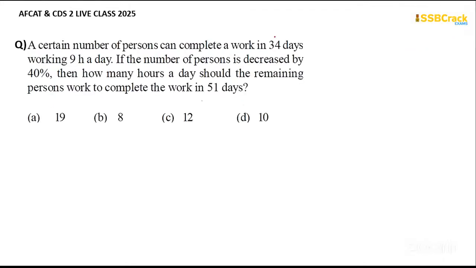Good. A certain number of persons can complete a work in 34 days, working 9 hours a day. If the number of persons is decreased by 40%, then how many hours a day?